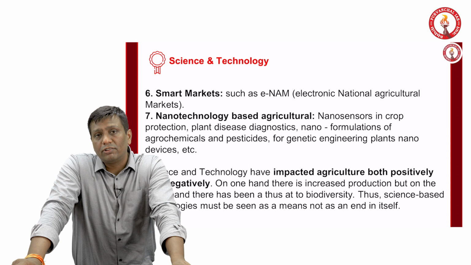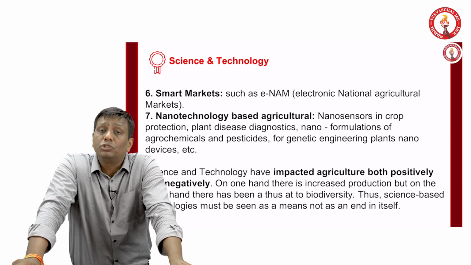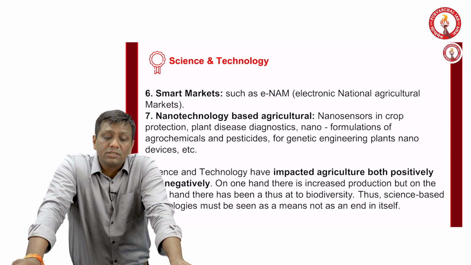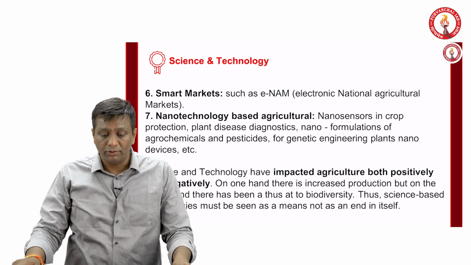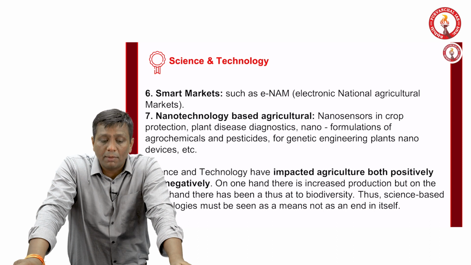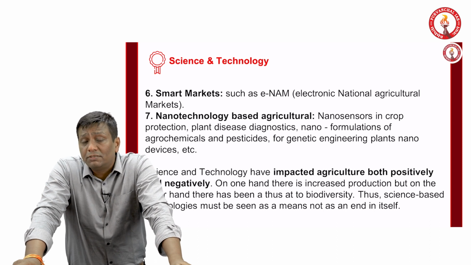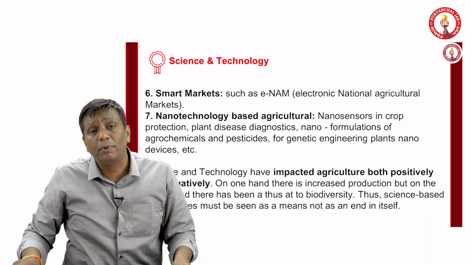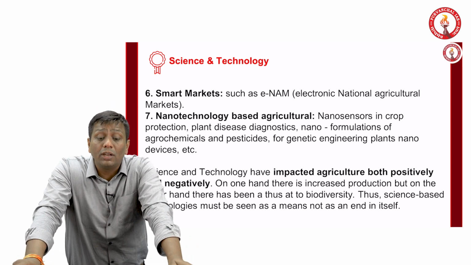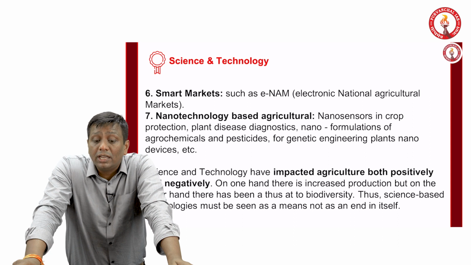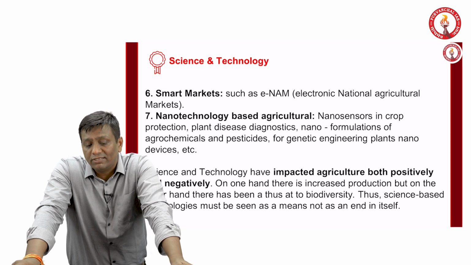Nanotechnology based agricultural systems in the modern era are also boosting up a lot, guys. Nanosensors in crop production, plant diseases you can diagnose with the help of nanotechnologies, nano formulations of agrochemicals, and nano urea that was recently in the news. On that nano urea, follow me for current updates on the YouTube channel, where you can also connect. Genetically engineering plants, that is also about nano devices.